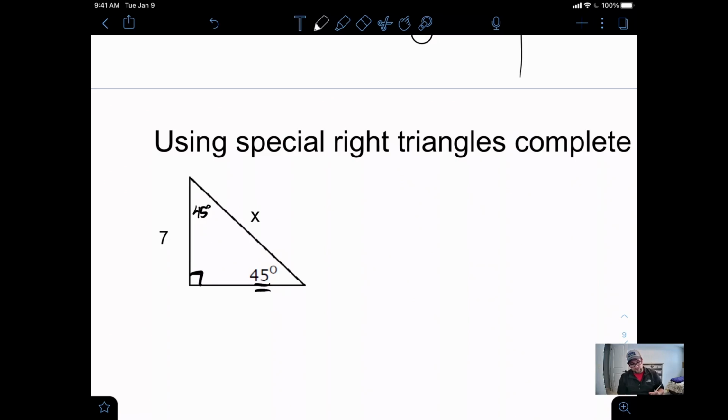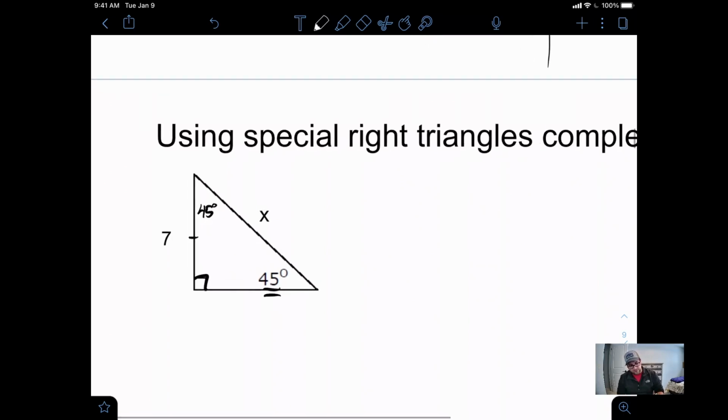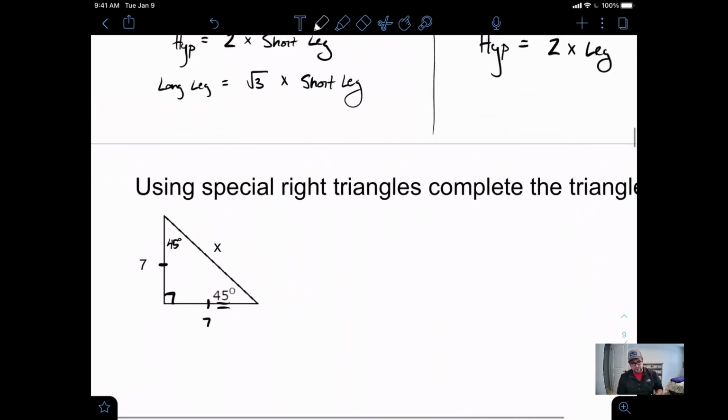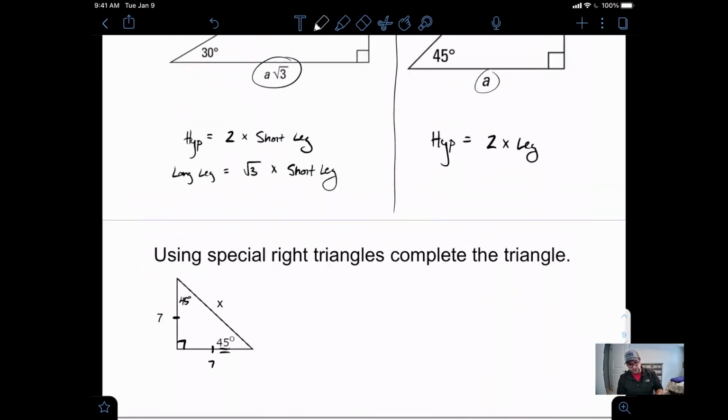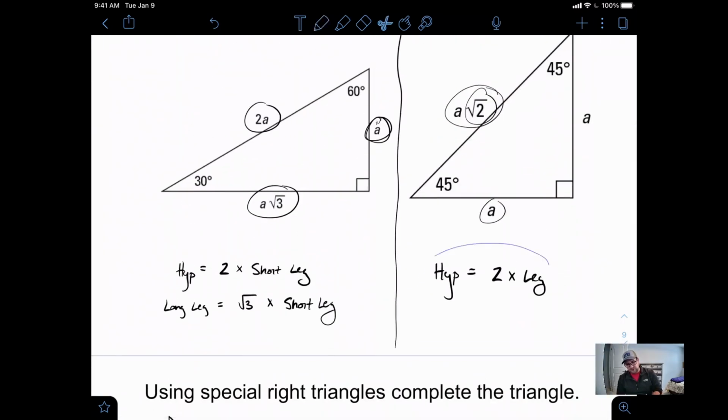Now, when I look at this problem, I notice that my side length here is 7. That means the bottom of this triangle is also going to be 7. Now, since we're dealing with a 45, 45, 90 triangle, the only rule that we actually have to work with is this one.